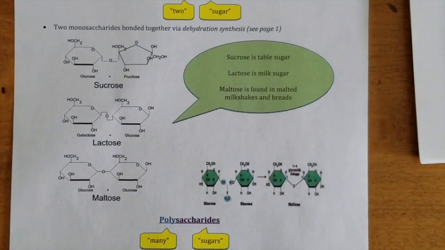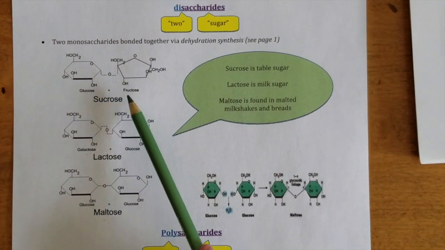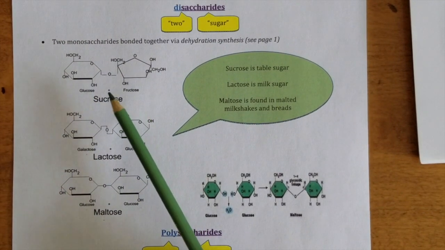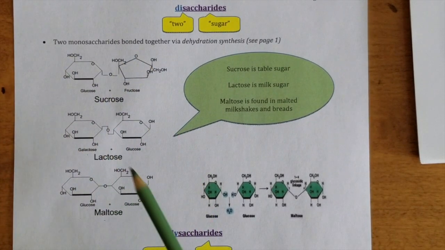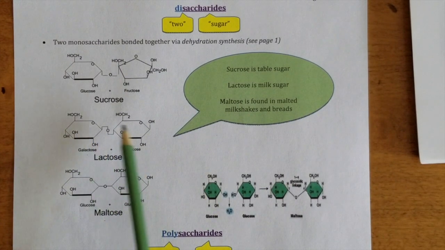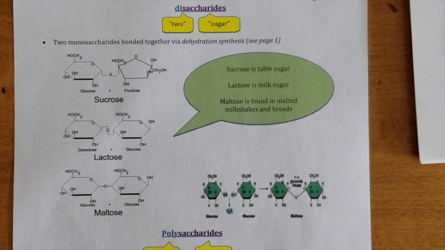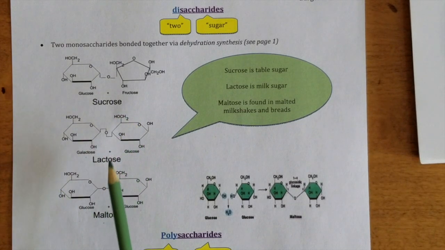So the 3 disaccharides that you guys need to know are sucrose, which is table sugar, which is composed of a glucose and a fructose. Then we have lactose, which is a milk sugar, which is composed of galactose and glucose. And then we have maltose, which is composed of 2 glucoses. Notice that we still have that OSE ending on all of these names.